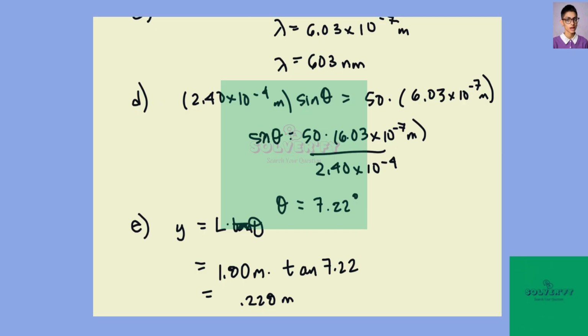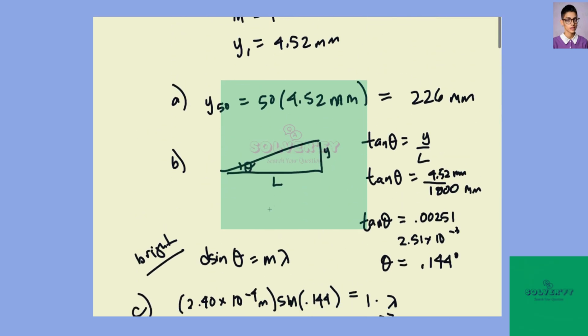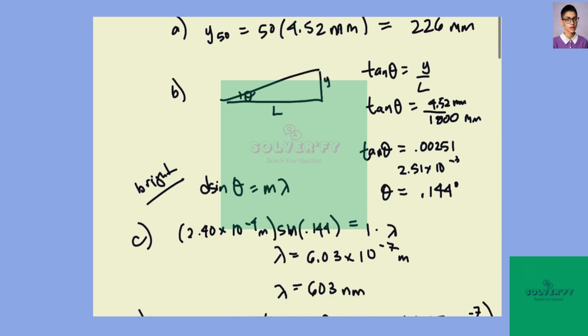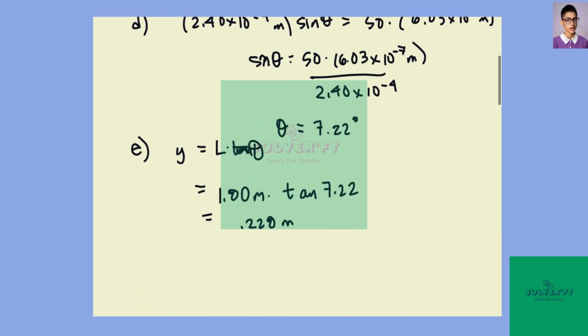Now, if you recall in the beginning, we predicted that the 50th bright spot would be at 0.226 meters. So why is it different? They ask us in the last step to comment on the agreement between the first answer and the last answer, the 0.228 versus the 0.226. And it's because we made the approximation in our argument that the sine of the angle is about equal to the tangent of the angle, which is true for small angles.